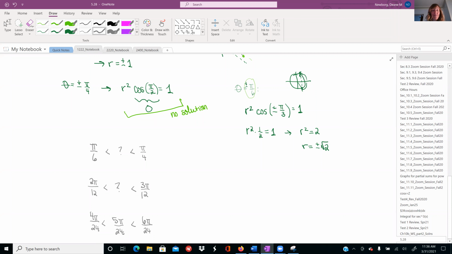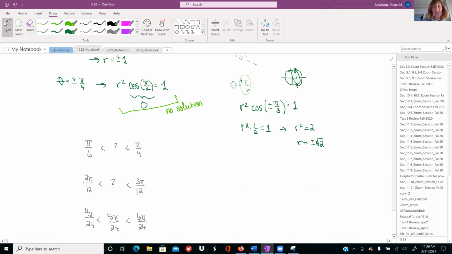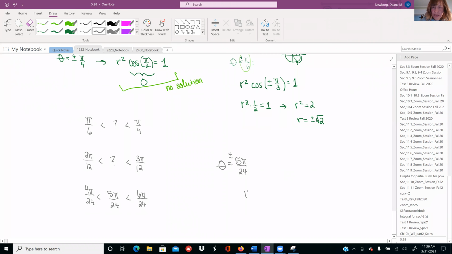It should be like halfway between those two rays, halfway between the pi over 6 and the pi over 4 ray. So it's going to go there. So this will be like the 5 pi over 24. And I'm just going to use my calculator. Okay, so I get r squared times cosine of plus or minus 5 pi over 24 equals 1.